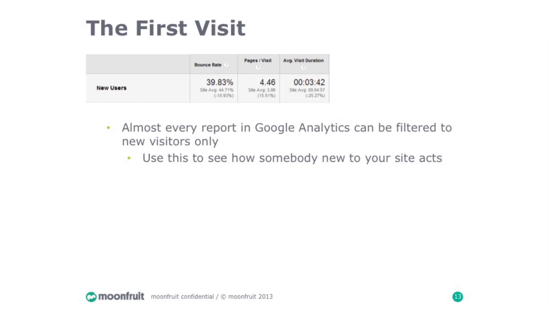So in this case, I'm in the behavioral tab and I'm into the new versus returning users report, and I'm just looking at new users. A new user, of course, being defined as someone who has not come to your site before. There's some flexibility because technically if someone comes, then goes away for a long enough period of time, their cookie will expire and the system will think they're a new user again.